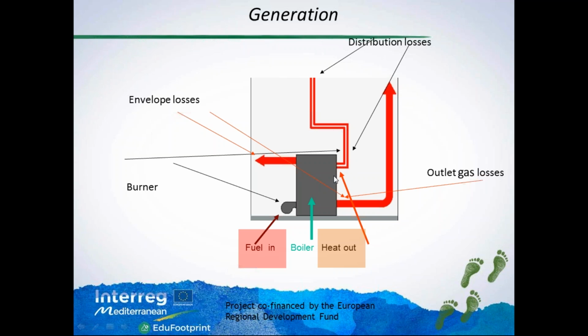Then we have losses. What's going on here inside? The burner is burning gas or oil or biomass, and here some water will be warmed and will then be put into the distribution pipes to the emitters. But during the firing, there is some heat which is going outside the boiler.